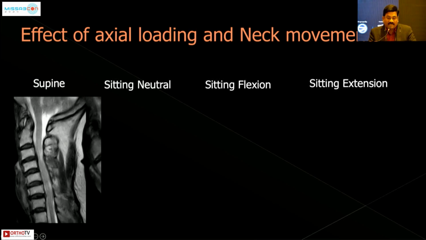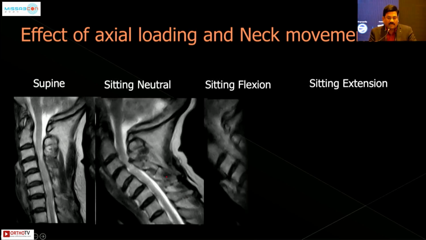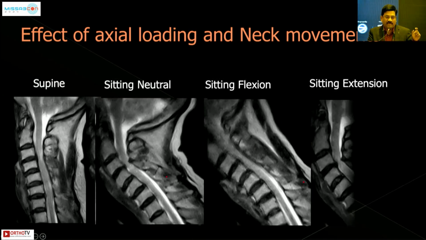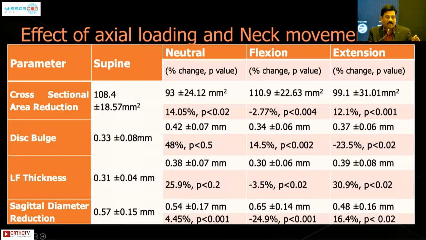So the effect of axial loading on the neck movements, there is significant change. You can see the C3-4 level, which is completely normal in the supine. You can see a significant compression happening at that exact level. So we tried to compare these things in supine, flexion and extension.